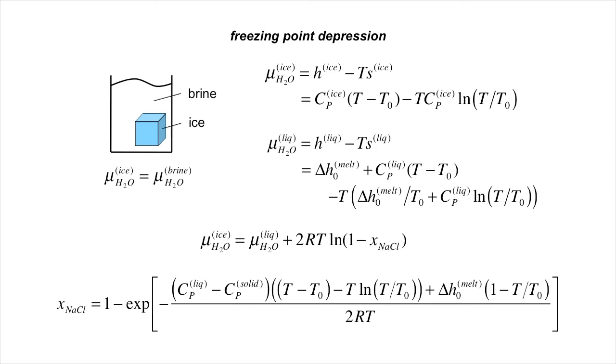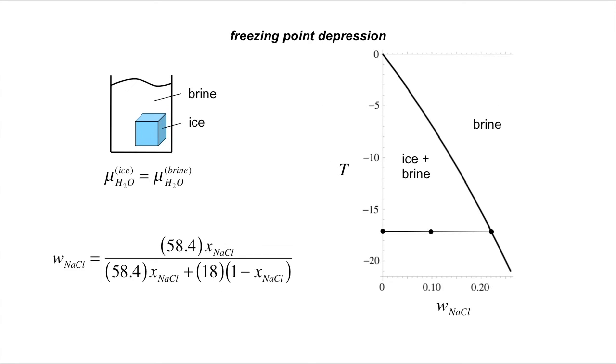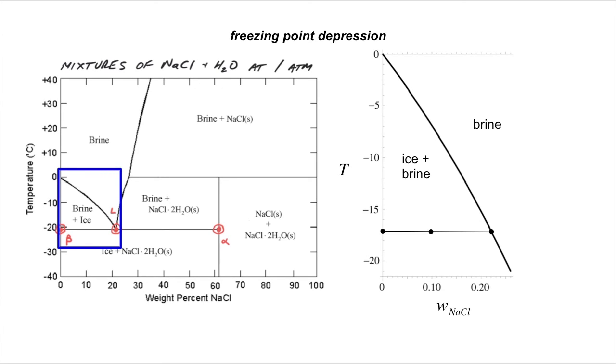Note that as the temperature approaches the normal melting point, T0, the value of XNaCl goes to 0, corresponding to pure H2O. However, at temperatures below this, liquid brine can exist in stable equilibrium with solid ice for values of XNaCl which are greater than 0. A plot of this function is shown here, where I have substituted the weight fraction of NaCl in place of the mole fraction. As you can see, the saturation line behaves very similarly to the saturation line we saw on an H2O NaCl phase diagram.